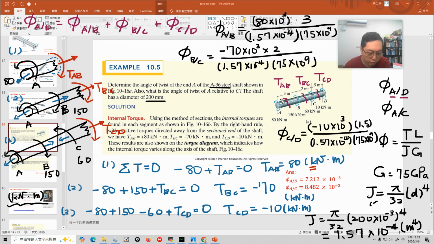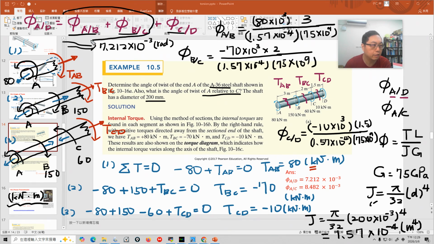If you add these three together, the value will be 7.212 times 10 to the power minus 3 radian. That's the first answer. If you want to calculate A relative to C, let's just add these two together. The answer is 8.482 times 10 to the power minus 3 radian.